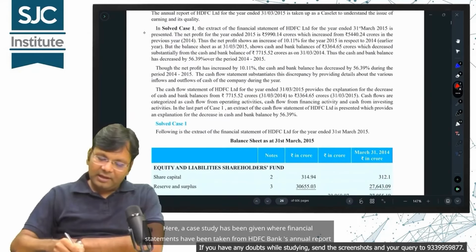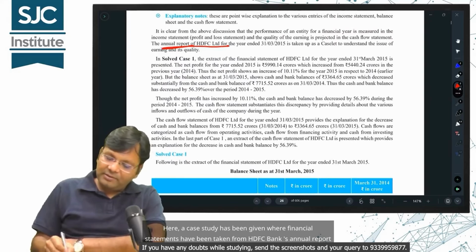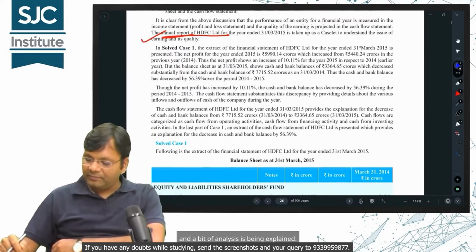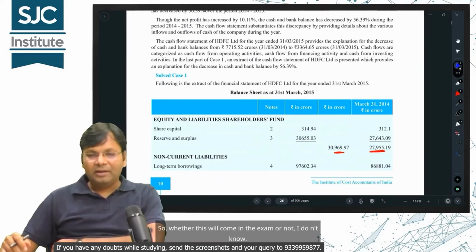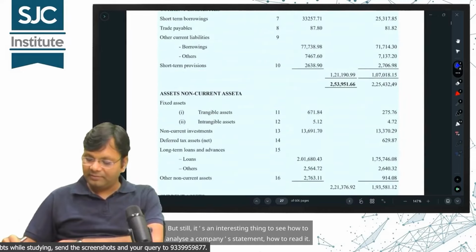Here, a case study has been given where financial statements have been taken from HDFC Bank's annual report and a bit of analysis is being explained. So, whether this will come in the exam or not, I don't know. But still, it's an interesting thing to see how to analyze a company's statement, how to read it.